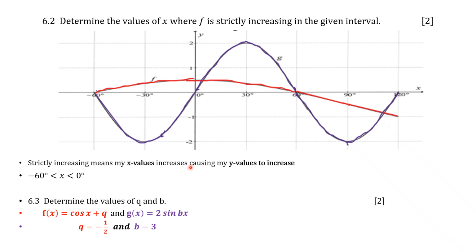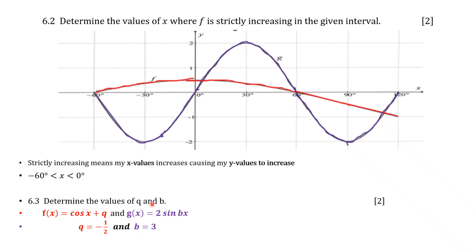Strictly increasing means my x values must increase, causing my y values to increase. So x is greater than minus 60 and less than 0. After 0, it starts decreasing. I hope that makes sense to you. That's 2 marks: 1 for the endpoints, and 1 for the inequality signs being correct.